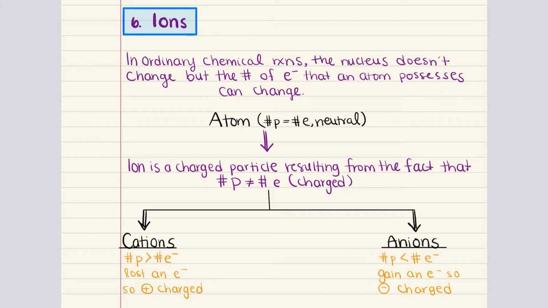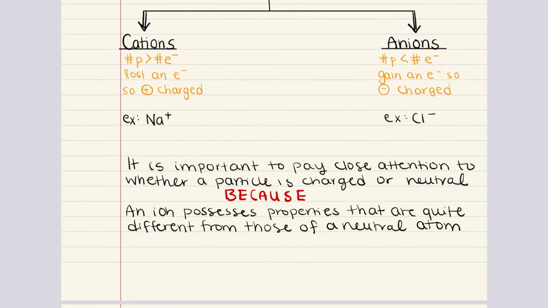When we think about ordinary chemical reactions, it's important to note that the nucleus of an atom remains unchanged. Instead, the focus is on the electrons, which can change in number during reactions. And so, the movement of electrons is fundamental. Electrons are responsible for the formation and breaking of chemical bonds, and thus they constitute the core of most chemical reactions. With that being said, it's important to pay close attention to whether a particle is a charged ion or a neutral atom. An ion has properties that differ significantly from those of a neutral molecule.